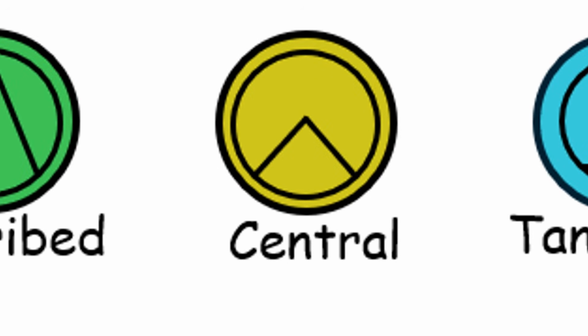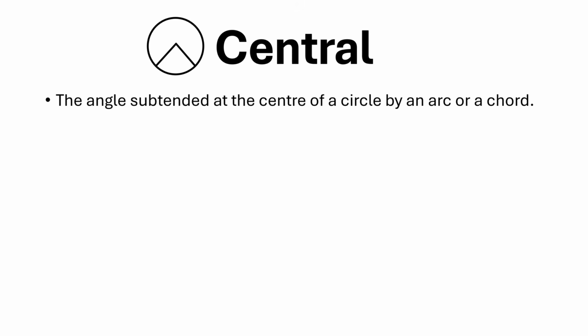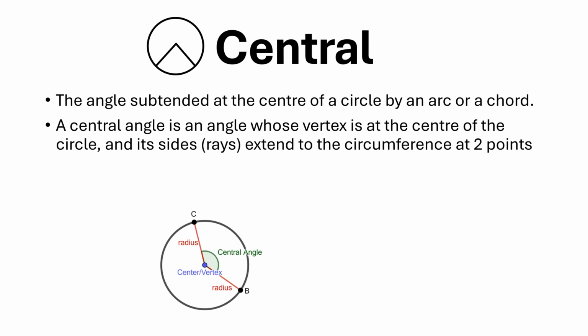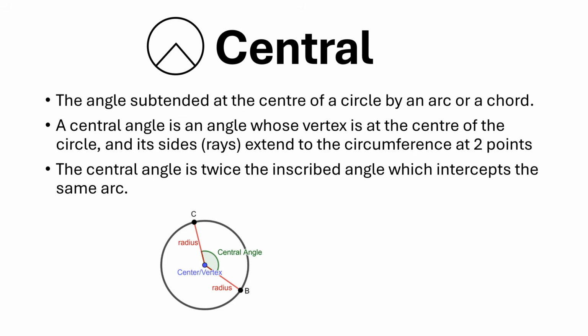Central angle. The central angle is the angle subtended at the center of a circle by an arc or a chord. A central angle is an angle whose vertex is at the center of the circle, and its sides, rays, extend to the circumference at 2 points. The central angle is twice the inscribed angle which intercepts the same arc.